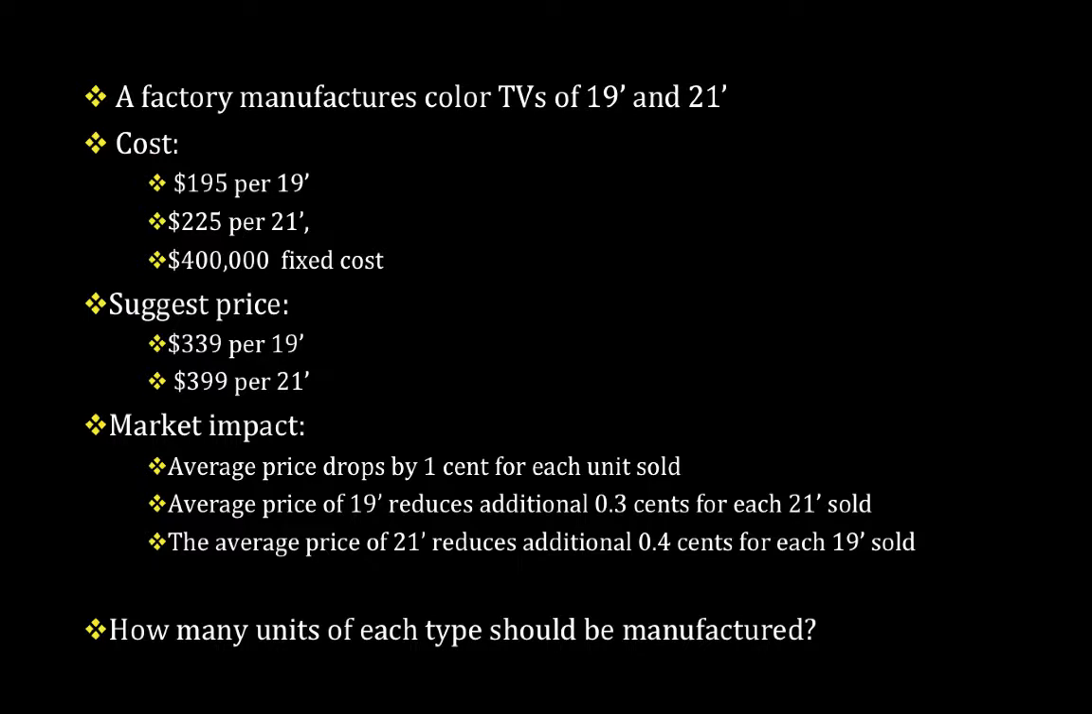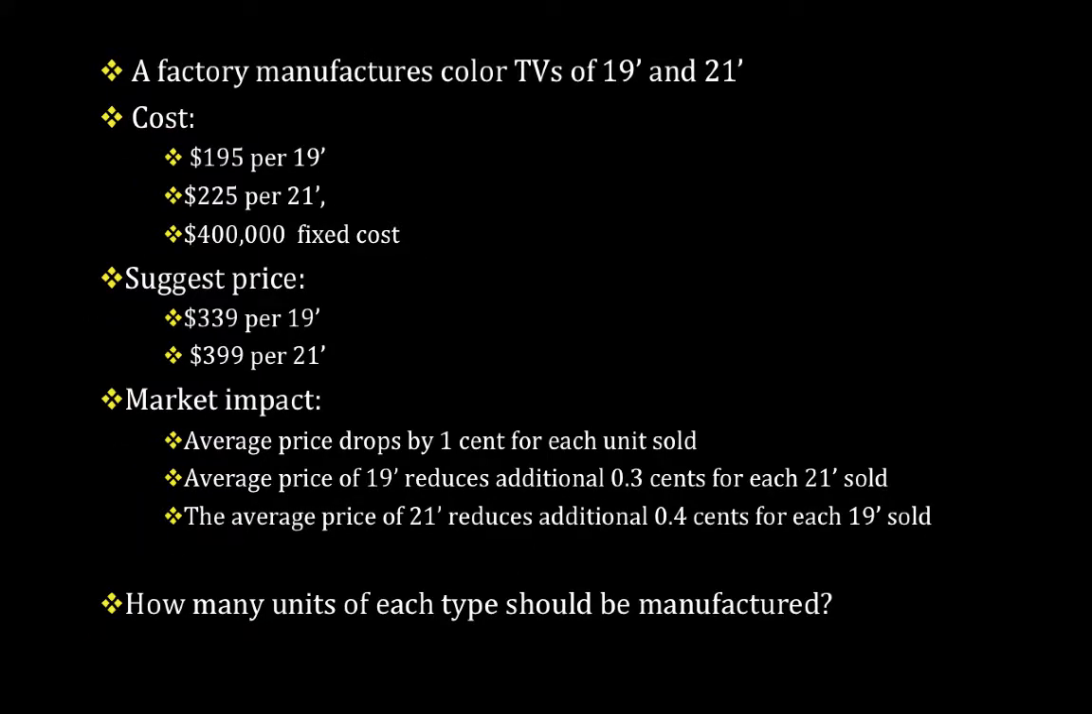Then market impact: average price drops by 1 cent for each unit sold, and the average price of the 19 inch reduces an additional 0.3 cents for each 21 inch sold. The average price of the 21 inch reduces an additional 0.4 cents for each 19 inch sold. So then, what is the question? They are asking how many units of each type should be manufactured. This is an unconstrained optimization problem, so we can use the 5 steps method that we learned in chapter 1.